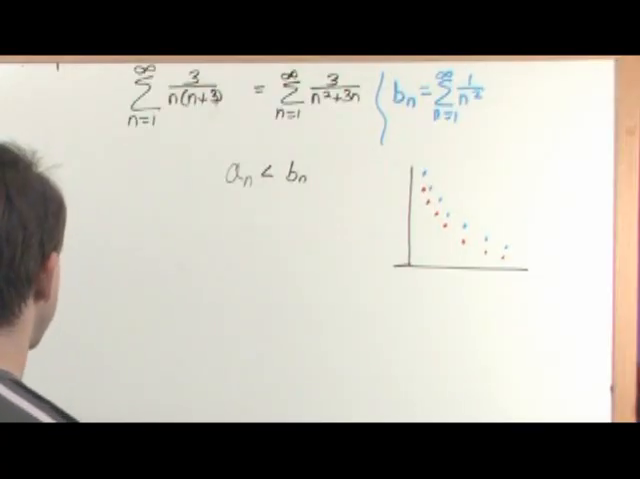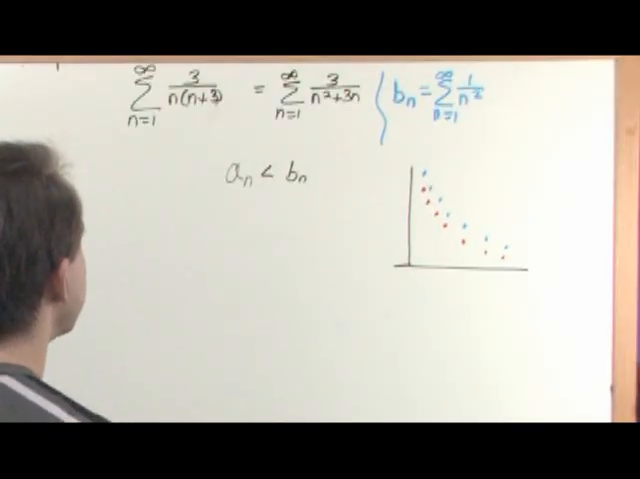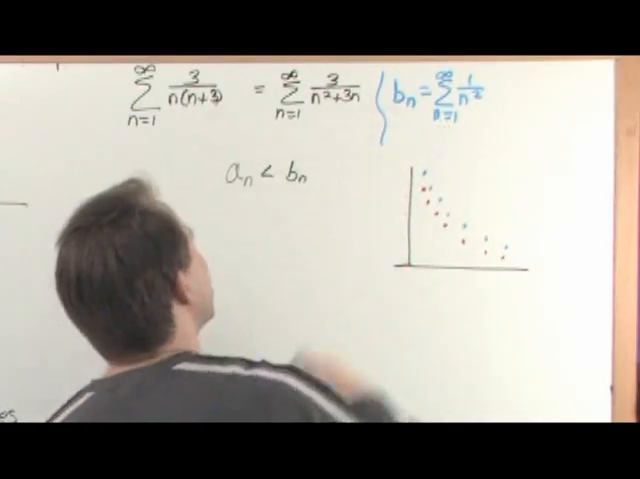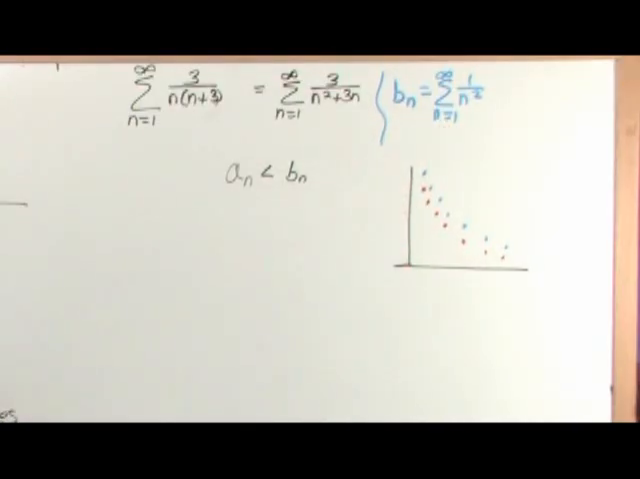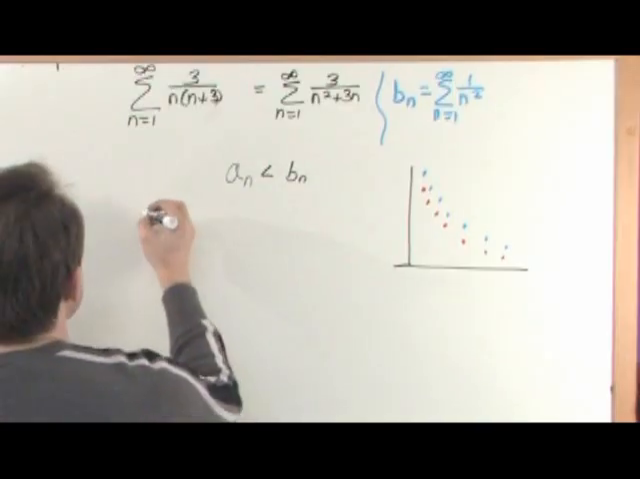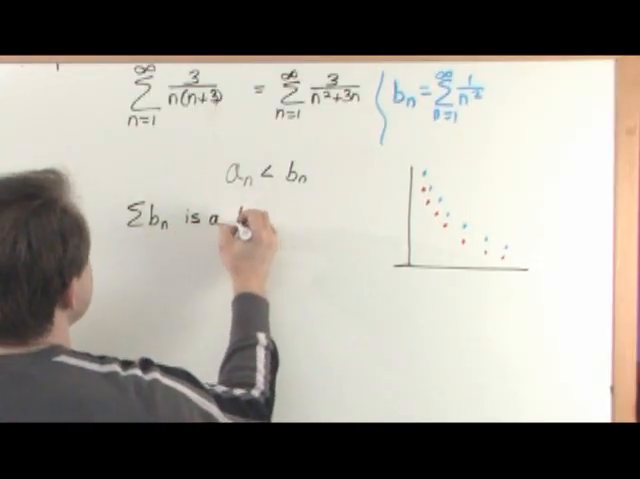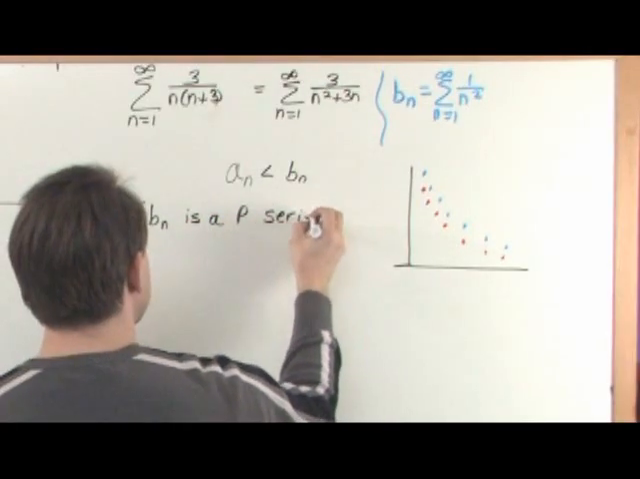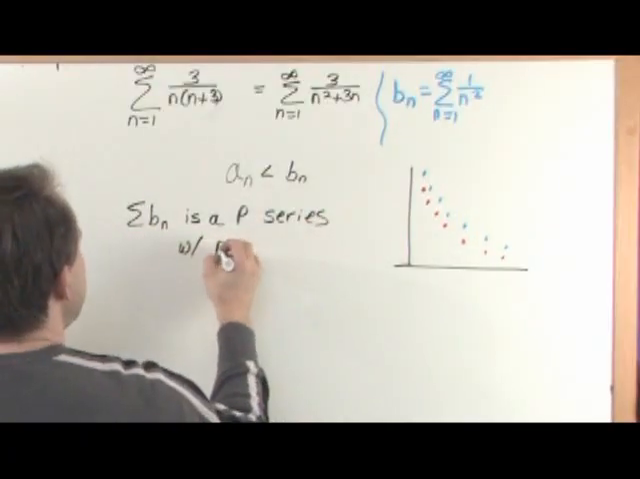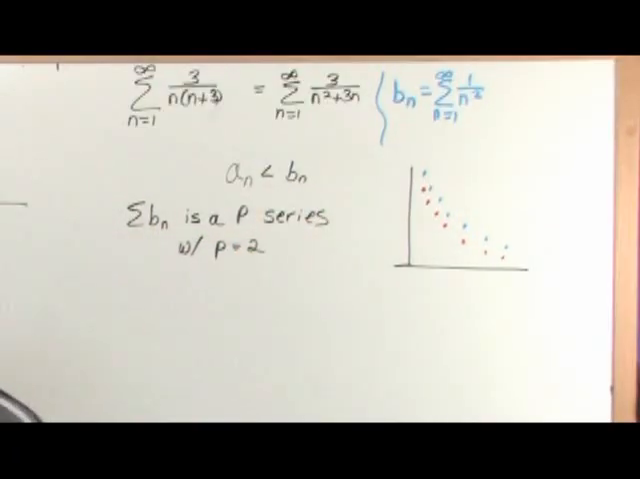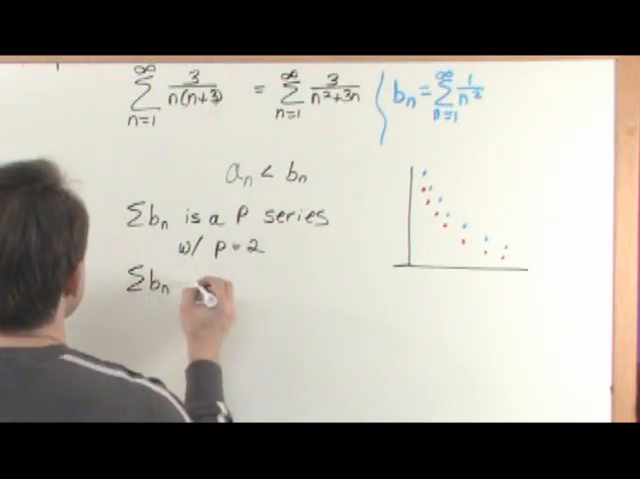Okay, so what we're going to do next is we're going to look at this and say, what kind of series is that? Okay, 1 over n squared. What kind of series is that? Well, it looks like a p series to me. So what you would say is b sub n is a p series with p equal to 2, and if you remember, when p is greater than 1, it converges, so the sum of b sub n converges.